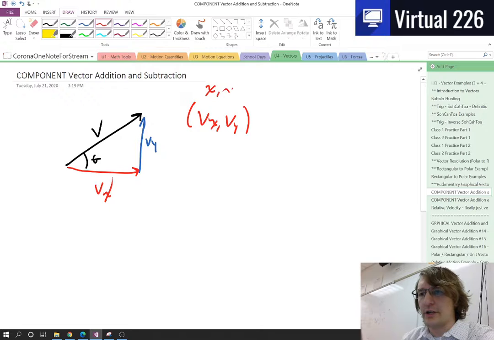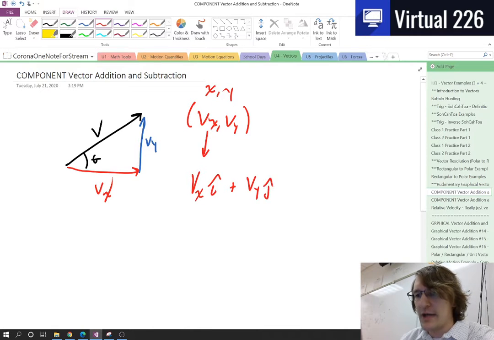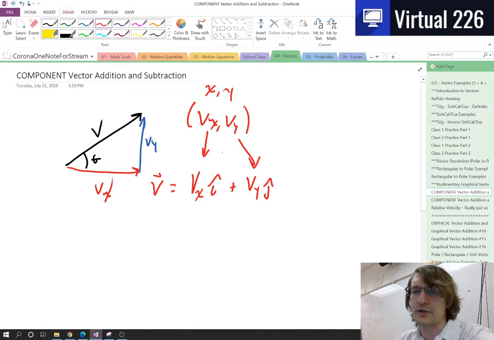That's rectangular notation. We've also talked about how we could take these numbers in terms of unit vector notation and say, look, this is the number vx in the i hat direction plus whatever number we have for vy in the j hat direction. This is equal to vector v. So it's just x and y again, but written like that. That's our unit vector notation.